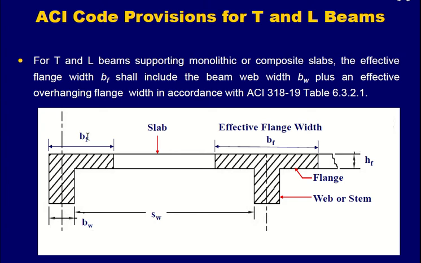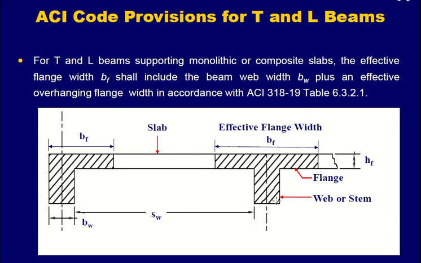Okay, so this BF, which is effective flange width, will include the BW, which is width of the web. Previously we were just taking it as B. Okay, if you remember, 0.85 f'c into B or A into B. The difference between the BF of T beam and the L beam will be that in L beam the BF will be BW plus this flange width on one side. However, for T beam it will be on both sides of the beam web.